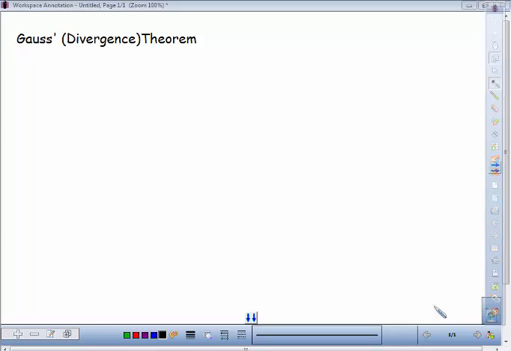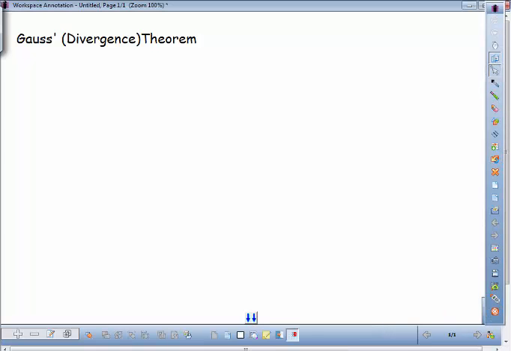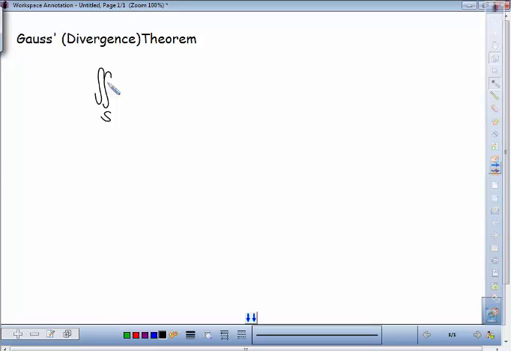Gauss's theorem, or the divergence theorem. So let's just start off by saying what the theorem is about. Now, this is another relation between a flux integral and another type of integral. And so the other type of integral turns out to be a triple integral.